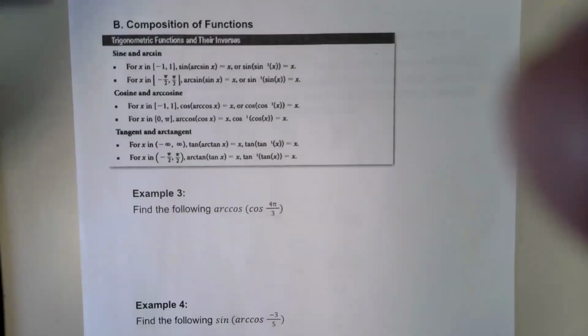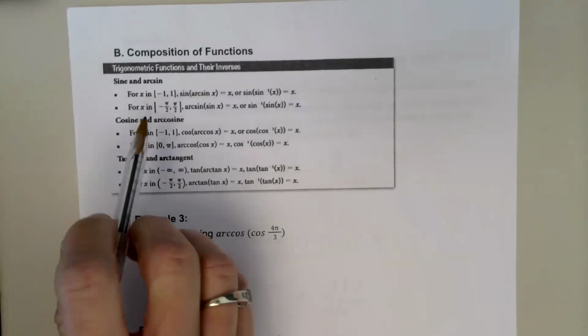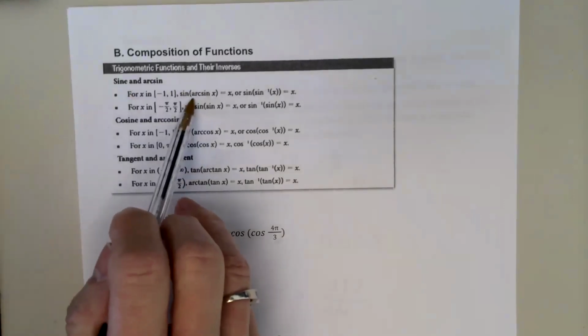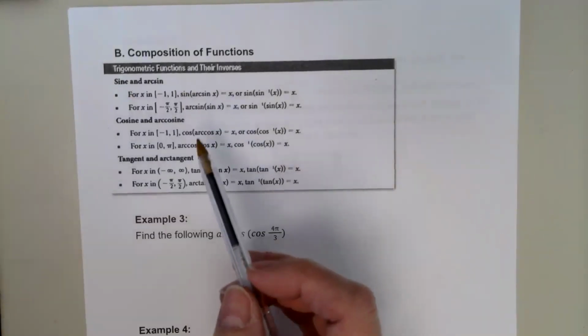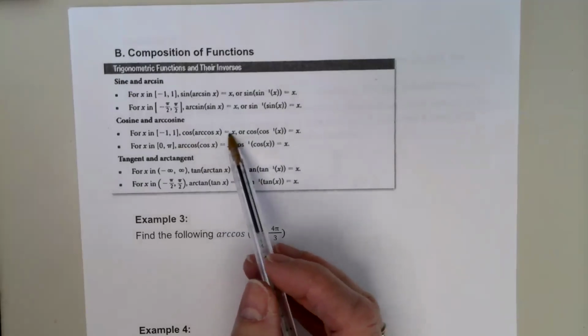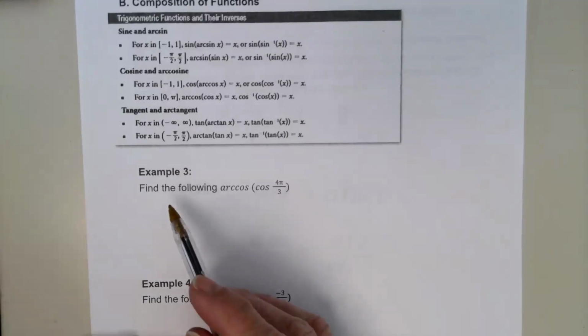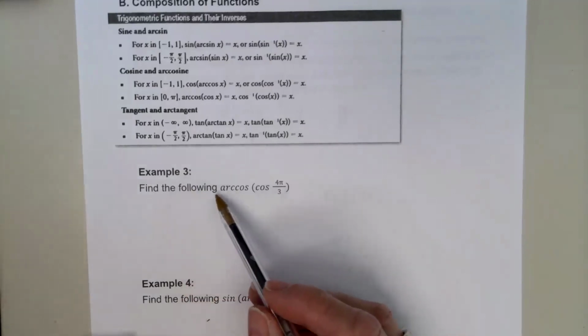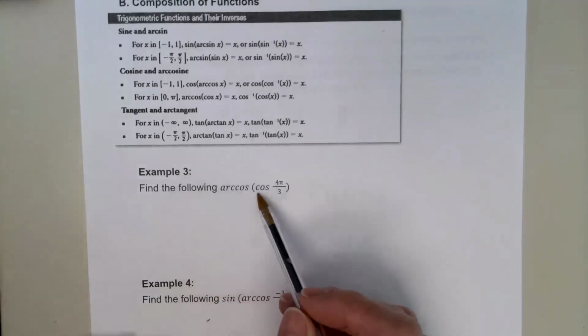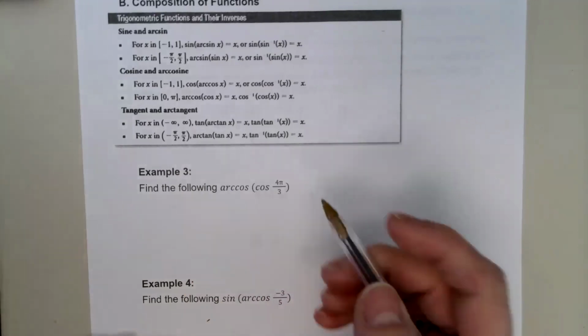Composition of these functions should work the same as the composition that we learned in chapter 4. If you compose sine with its arcsine, you just get x. If you compose cosine with its arc cosine, you get x. The same with tangent.